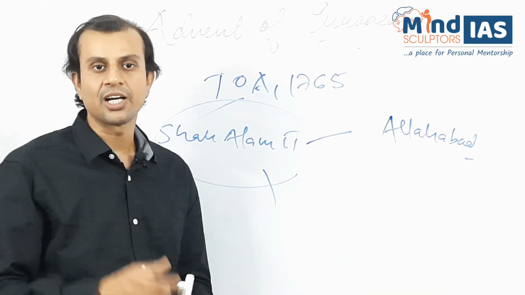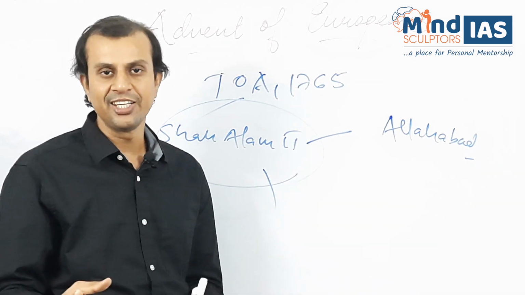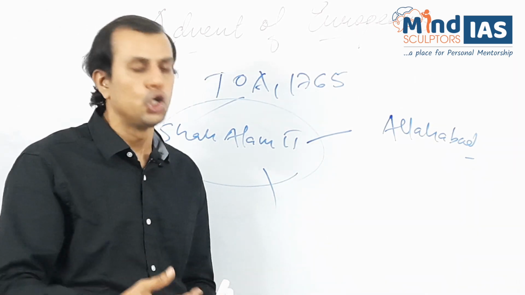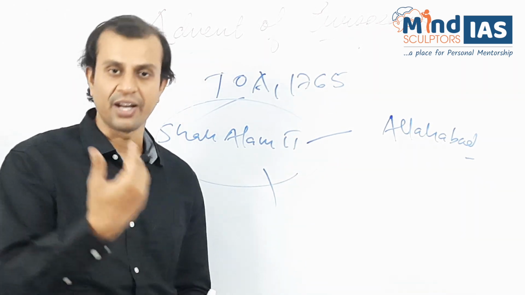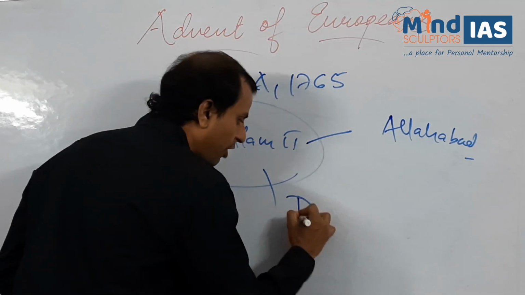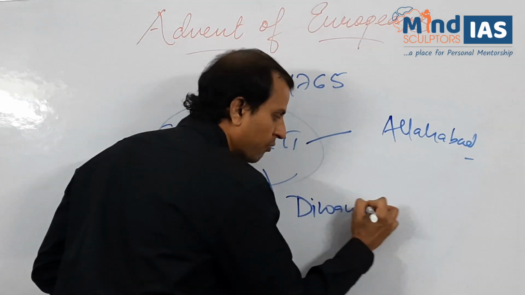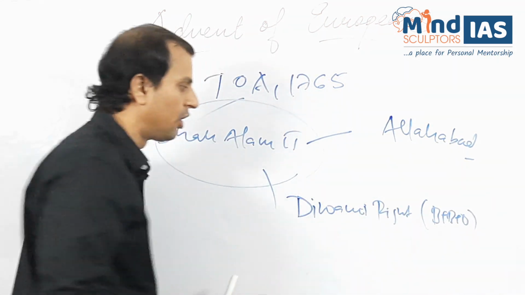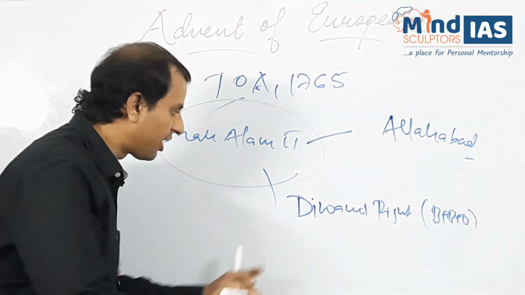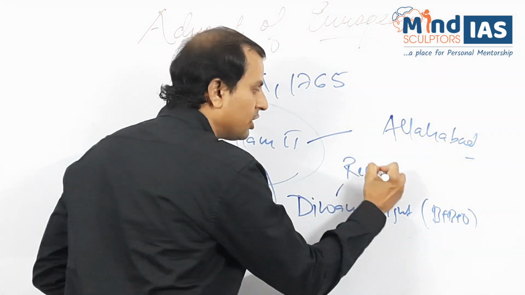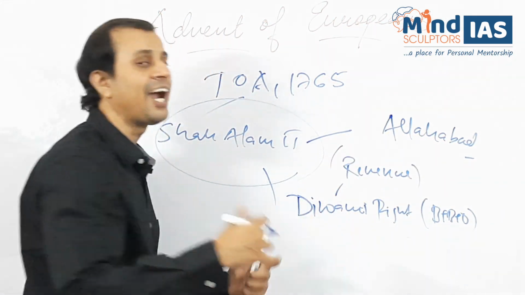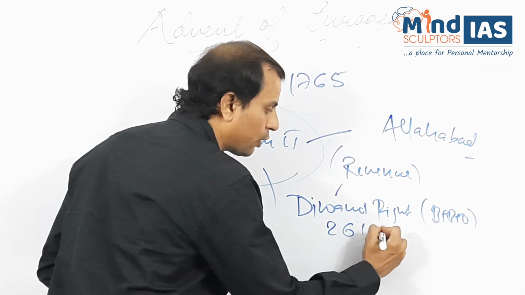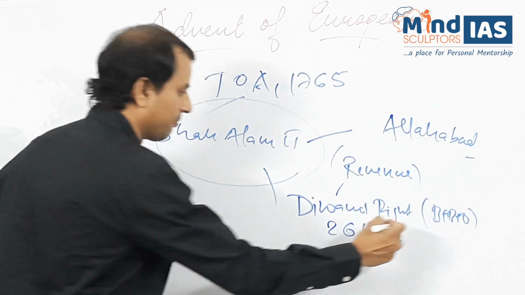Secondly, the East India Company secured the Diwani rights of Bihar, Bengal and Odisha in return of 26 lakh rupees per annum. So, Diwani rights of Bengal, Bihar and Odisha. Now, what is Diwani right? Diwani rights means revenue, such as land revenue collected from the peasants. So, annual payment of 26 lakh per annum.